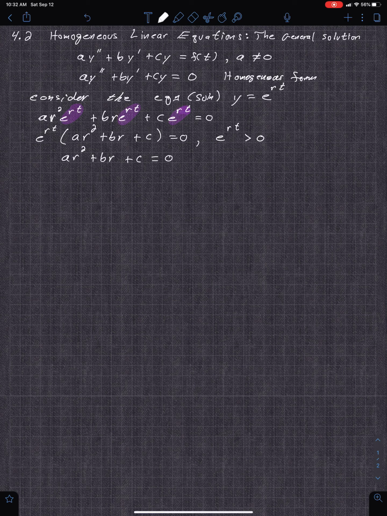That is what's called the auxiliary equation, or characteristic equation. Move that over a little bit, give myself some room. So auxiliary equation, or sometimes referred to as the characteristic equation.